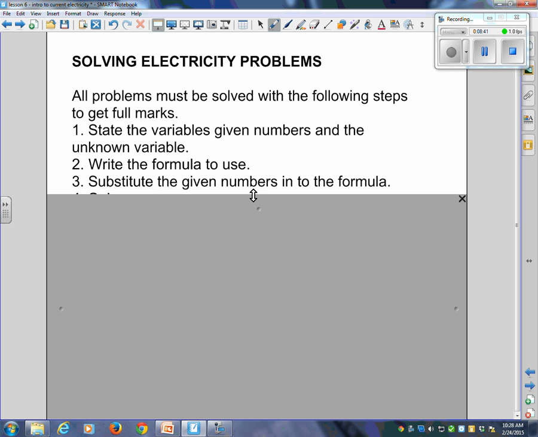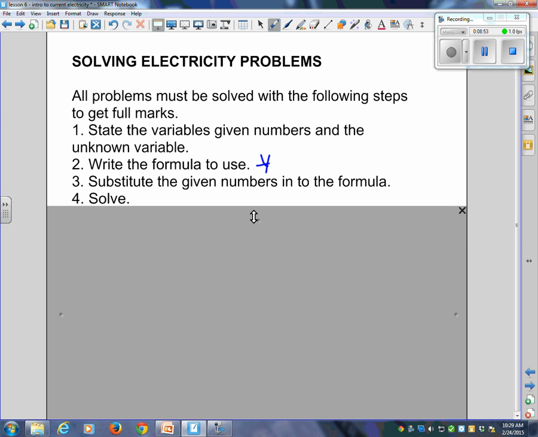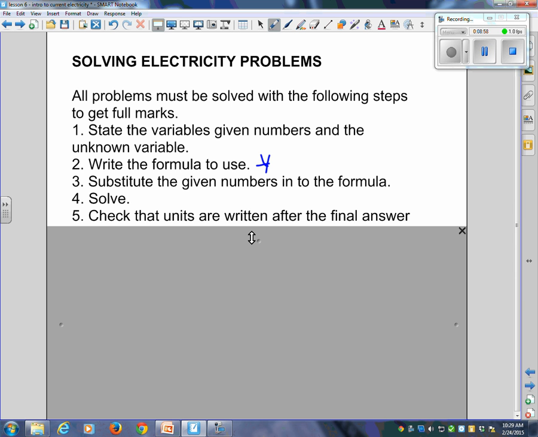Job 2, write the formula to use. I still make my grade 12 students do that. It's important, because it tells me that you know how to do the problem. Then substitute the given numbers in, solve using math, and check that the units are written. I make my grade 12 students do that as well. Units are important.